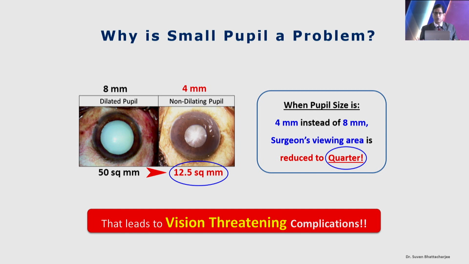When the pupil size is reduced to half, it's simple, elementary school geometry: the surgeon's viewing area is reduced to a quarter. If the surgeon can't see the cataract well, he can't operate safely. And that is a serious disaster.